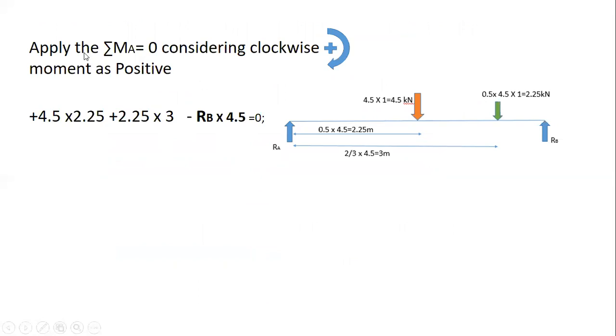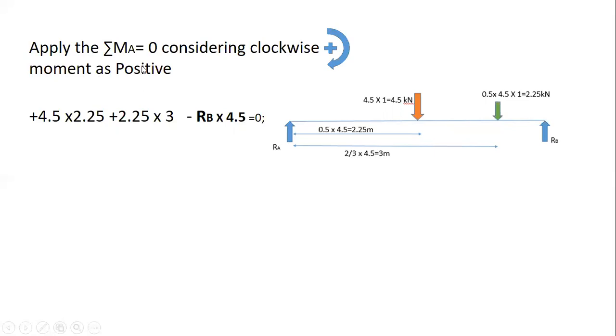Now, the third step is to apply the equations of equilibrium in order to find the reactions. I am considering the clockwise moment as positive as the sign convention. You can also consider the anti-clockwise moment as positive, but you have to mention whichever sign convention you have adopted, and you have to maintain the same throughout the problem. So I am considering the clockwise moment as positive. Now I am applying the equations of equilibrium.